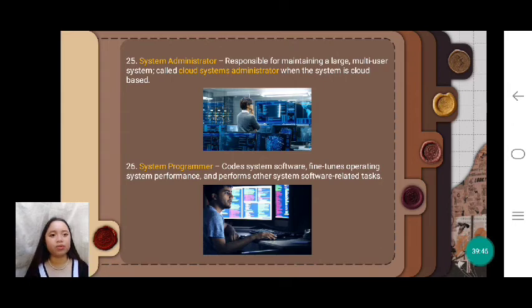Number 26. System programmer, codes system software, fine-tunes operating system performance, and performs other system software related tasks. So they are the ones in charge of coding system software and fine-tuning operating system performance. Also, the system programmer installs, customizes, and maintains the operating system, and also installs or upgrades products that run on the system. So that's the word.